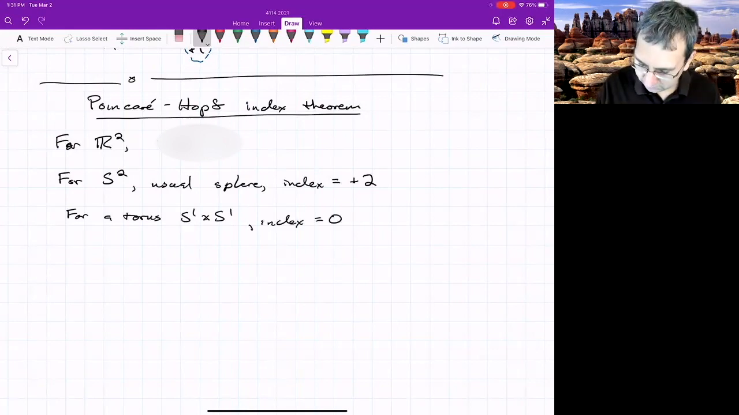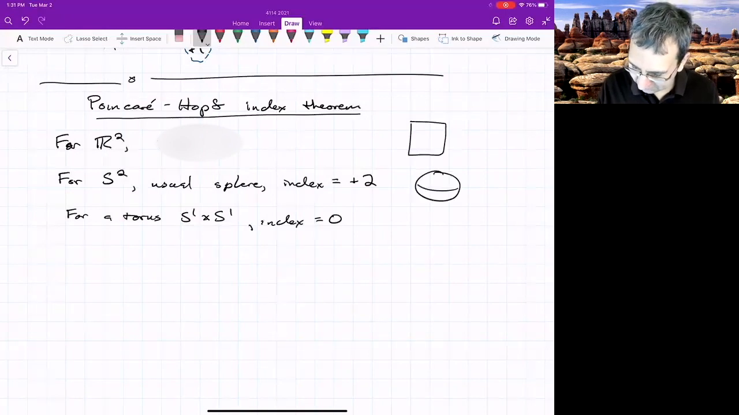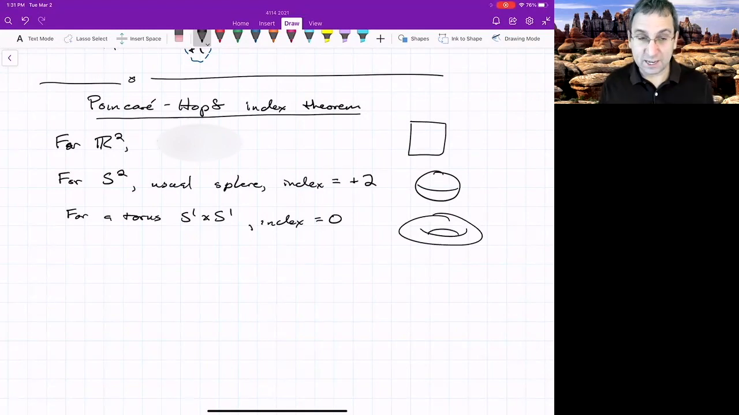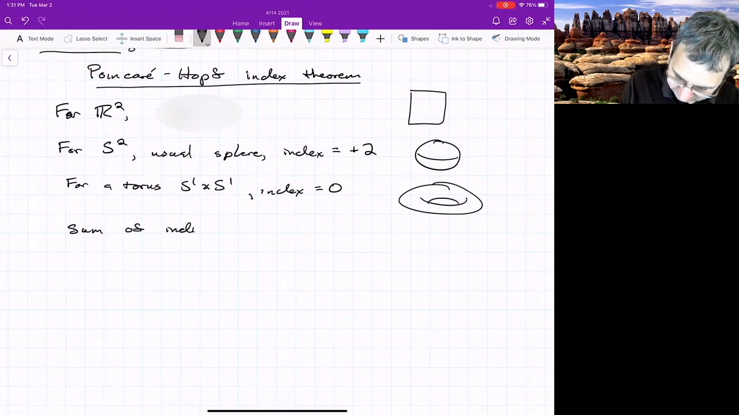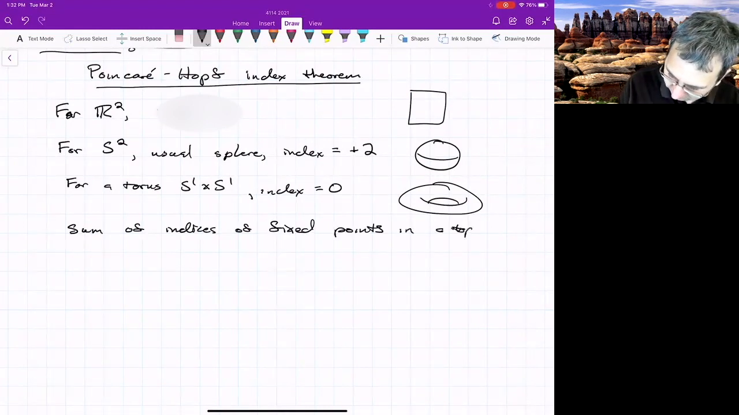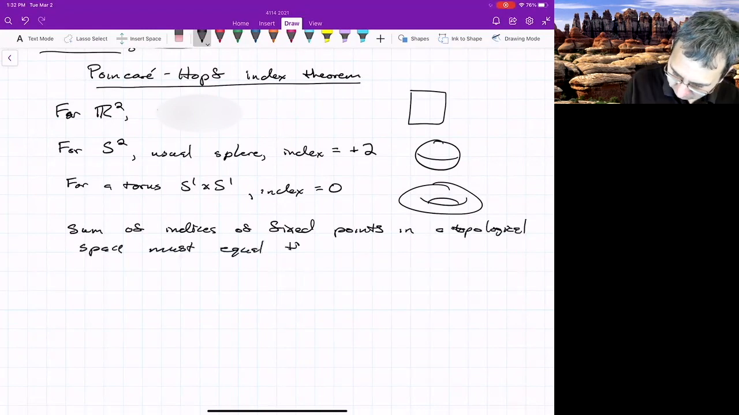If you're wondering, okay, what's the plane? There it is. What's a sphere? It's this thing. What's a torus? It's fun to draw a torus. Okay, what are the implications of this? The sum of the indices of fixed points in a topological space must equal the index of the space itself.